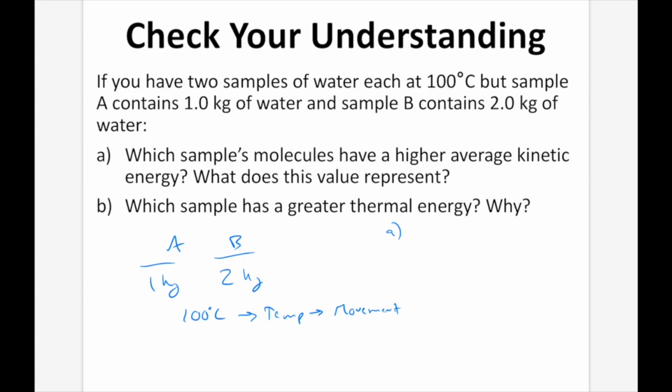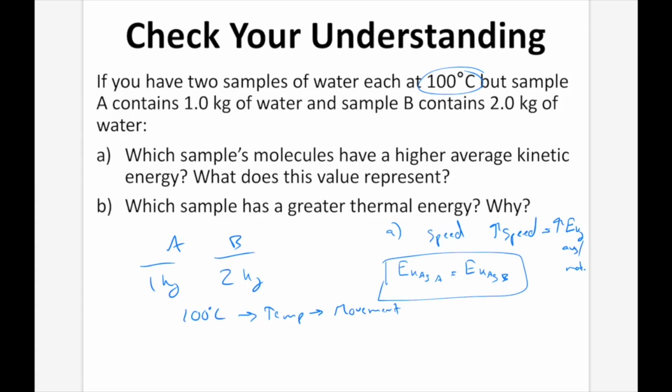Well, average kinetic energy per molecule is going to be based on the speed. Higher speed is going to equal an increase in EK average per molecule. Now, since both sets of molecules are at 100 degrees Celsius, we're going to say that the EK average for A is going to equal the EK average for B, because we're talking per molecule. So even though there's more molecules in B, the average kinetic energy per molecule is going to be the same between both substances.